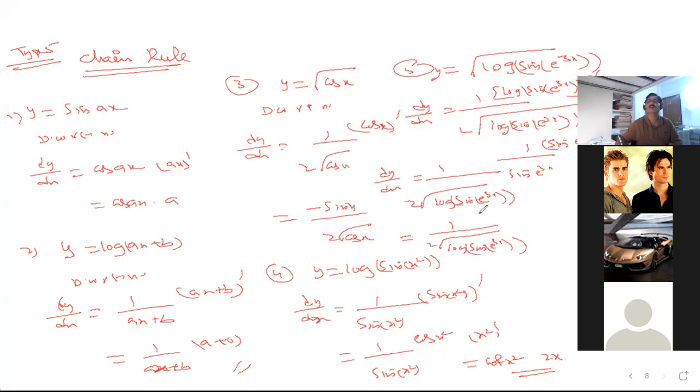But sine derivative is cos e to the power of 3x, again. But here in the denominator, this one is also there. You should not forget about it. Sine e to the power of 3x. Cos by sine is cot, no? Cot e to the power of 3x, sorry.